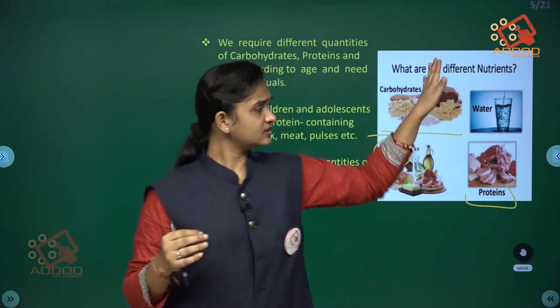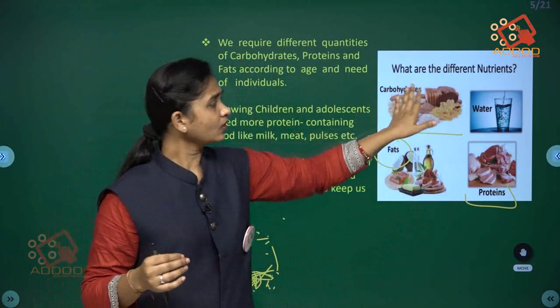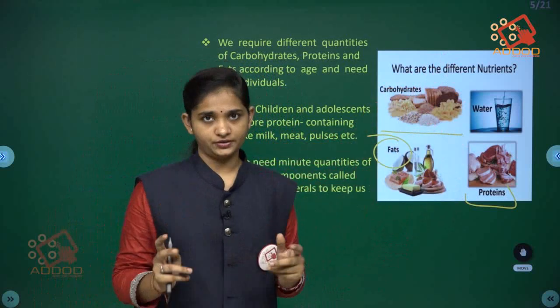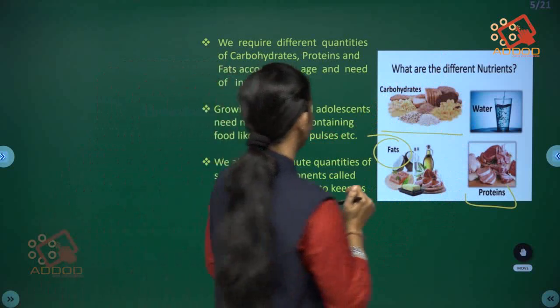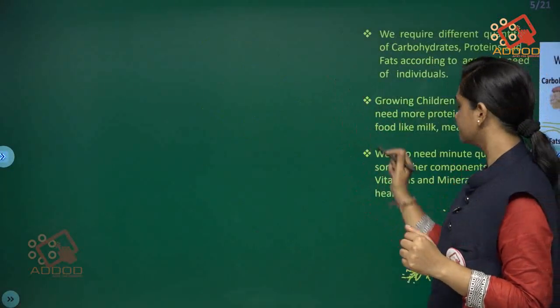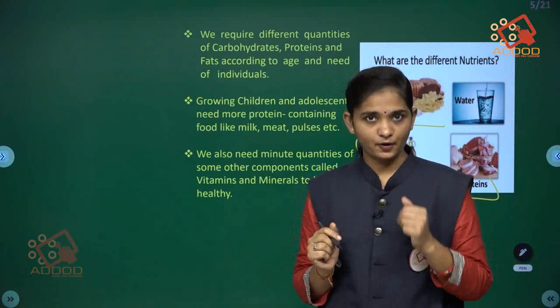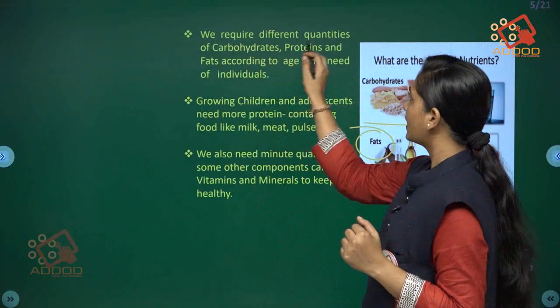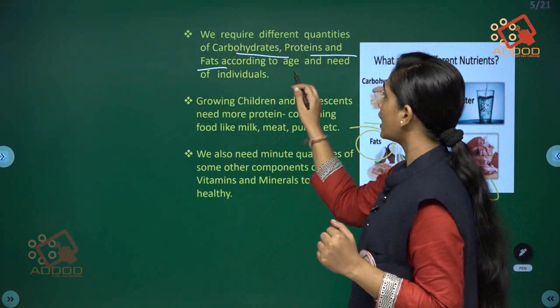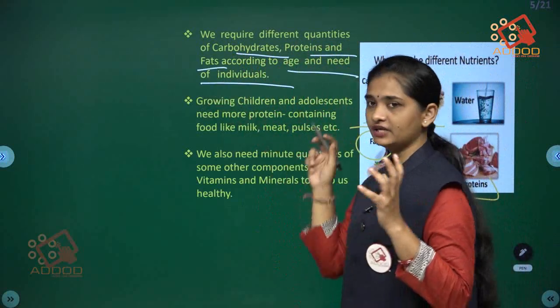Before that, just have an overall picture. What do you mean by a carbohydrate, a fat or protein? We require different quantities of carbohydrates, proteins, fats according to age and need of individual. Let us have a look at these points.